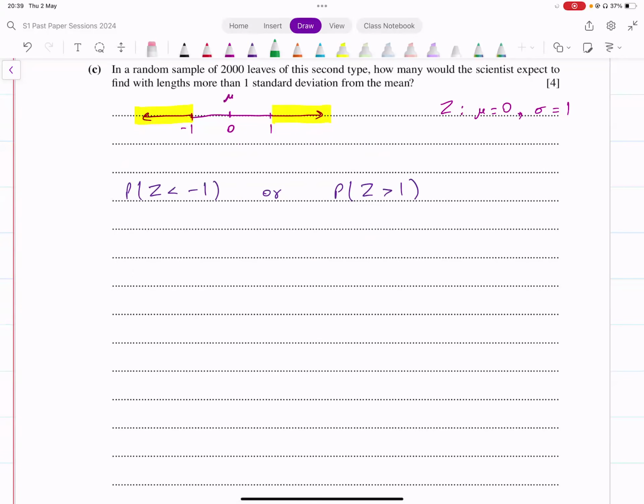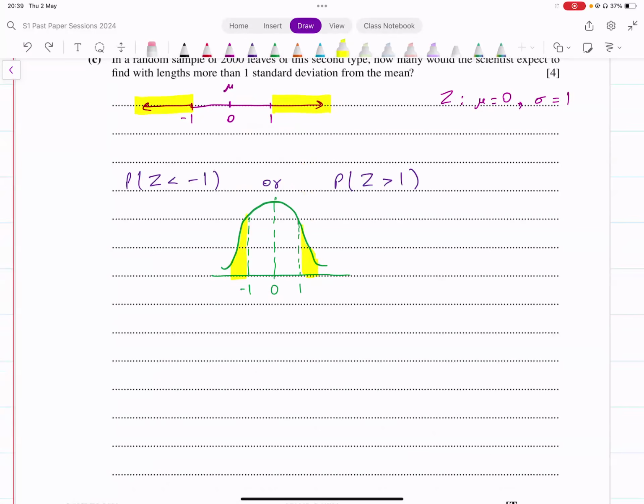Now, if you think about it, this is what the normal distribution looks like, roughly. For Z distribution, you have 0 in the middle. If you have -1 here and you have +1 here, what you're looking for is this region and this region. Now, since the curve is symmetric, these two regions are both going to be the same. We can just find one of these and just multiply that by 2. Okay. So which one do we find? Let's find the right one.